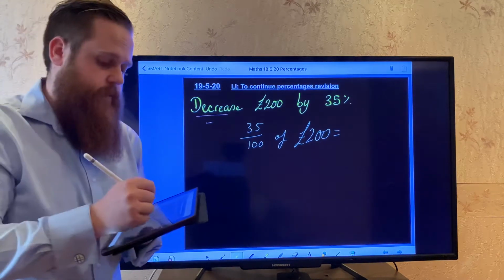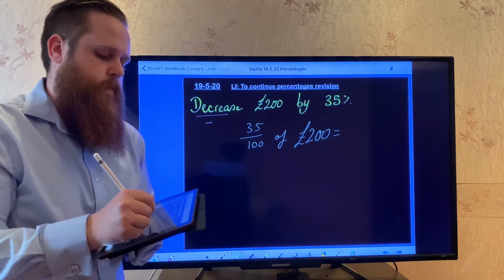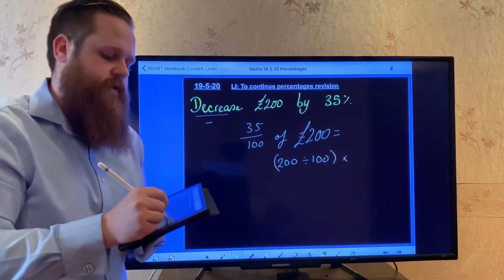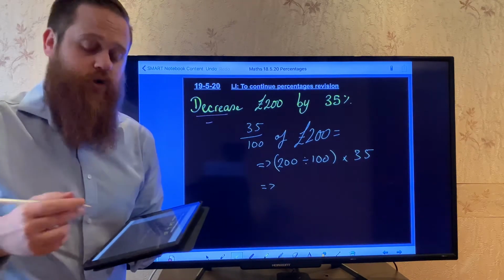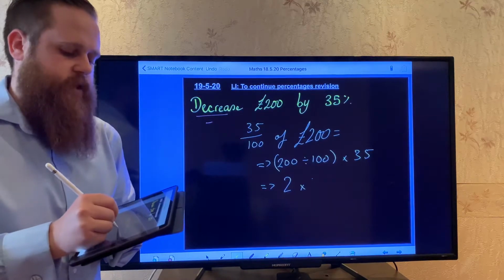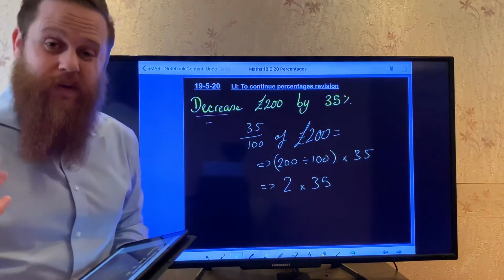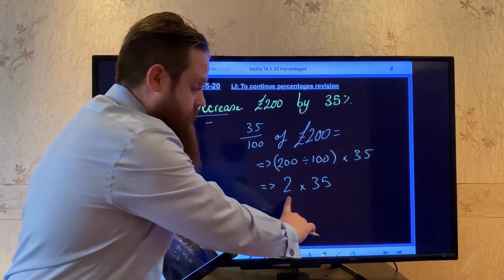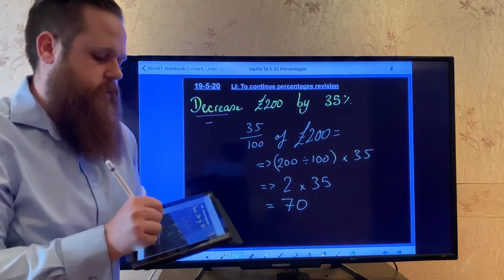So my mathematics here is 200 divided by 100 multiplied by 35. Well, that's quite straightforward. 200 divided by 100 is 2, times by 35. I really don't need to do any working out for this one. I should be able to do it mentally. Okay, times by 2, so it's just doubling. So therefore, that is equal to 70.